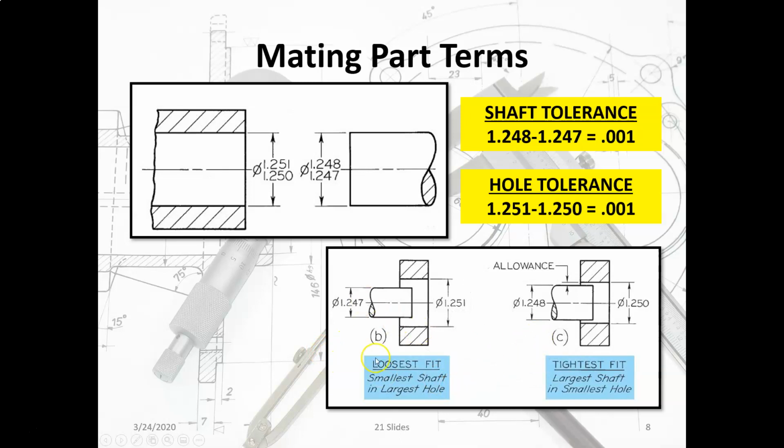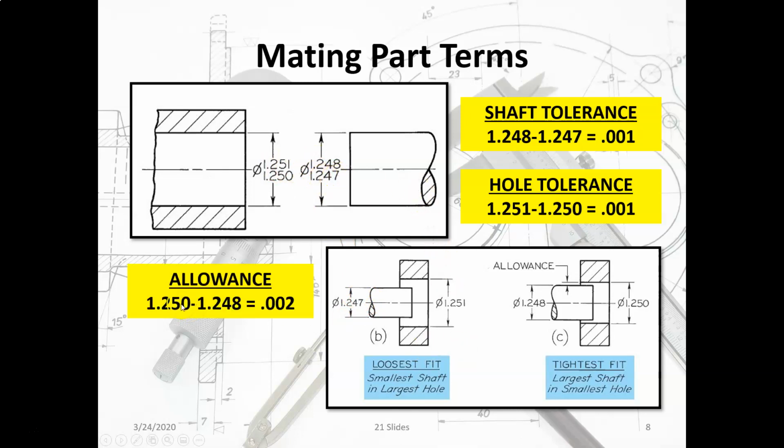All right, so the tightest fit is going to be when we have the largest shaft going into the smallest hole. That will obviously result in the tightest fit of those two parts, right? So that would be 1.250 and 1.248. The loosest fit correspondingly would be the opposite. It'd be 1.251, the largest hole, and the smaller shaft, 1.247.